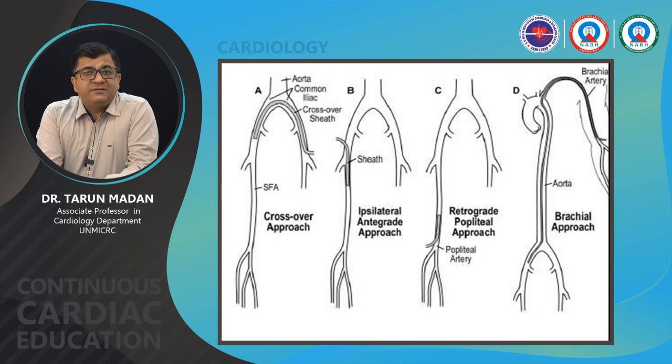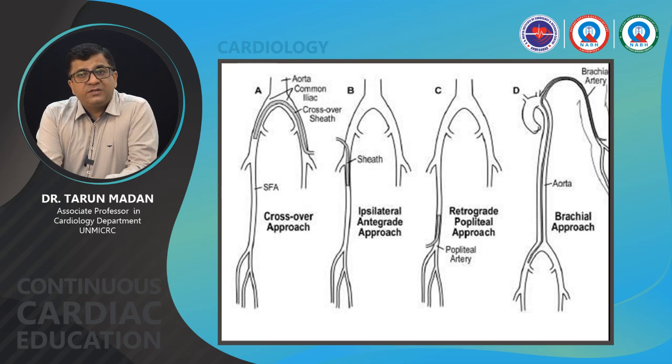Second is ipsilateral antegrade approach. Antegrade means towards the direction of the flow of the blood. Contralateral means a retrograde, means opposite to the flow of the blood. So there is a sheath antegradely placed in the right common femoral artery, and we can access all the hardwares to the right leg. For anterograde access, we should have a sizable portion of common femoral artery and superficial femoral artery proximal part at least patent so that we can place a sheath.